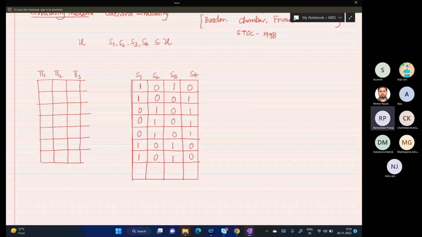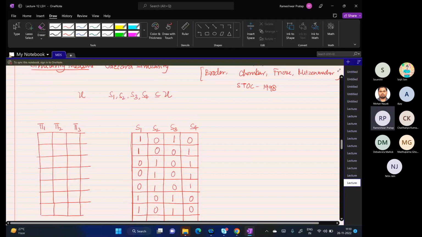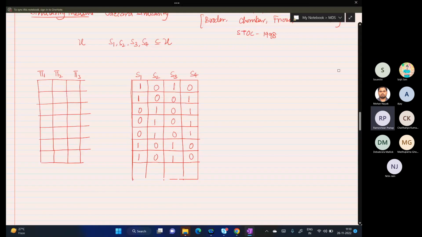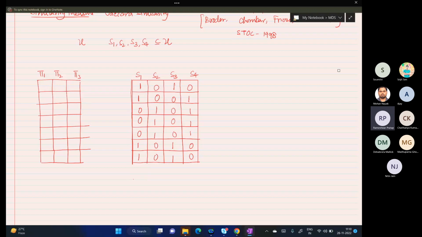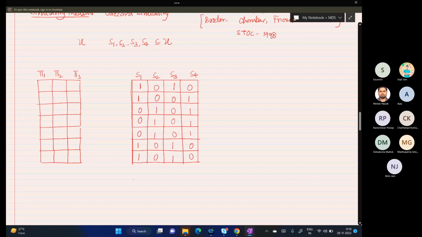Suppose this is our input. Right, so this is our input. Any doubt? You can think of it as 4 points in our data set.